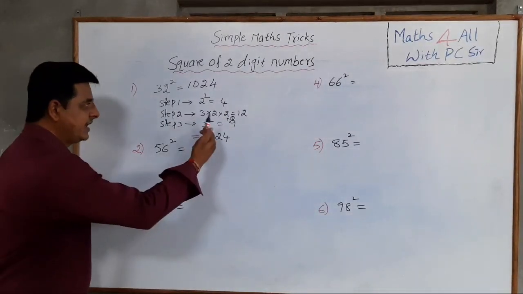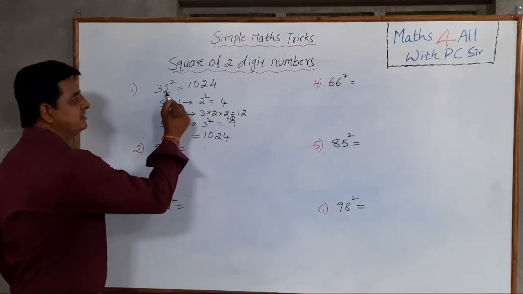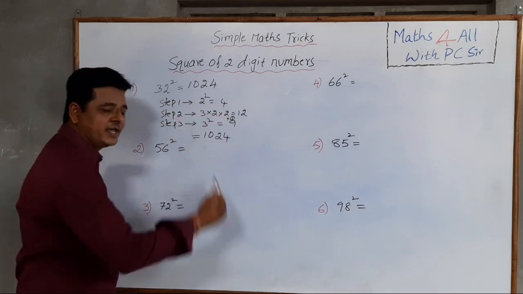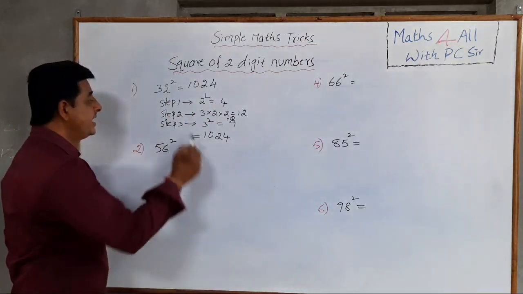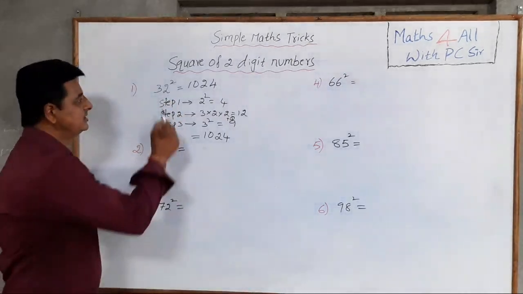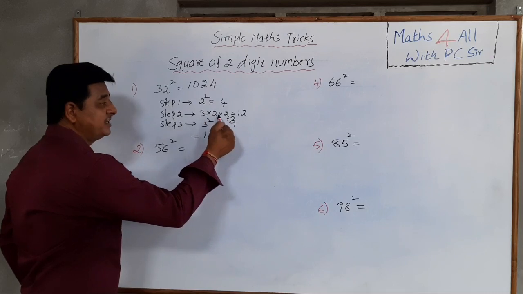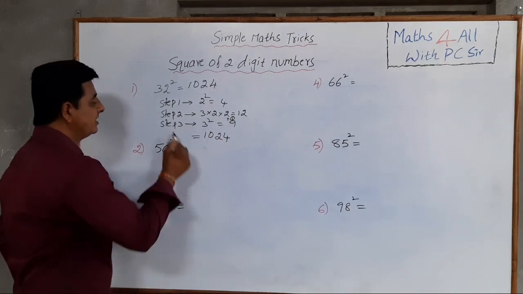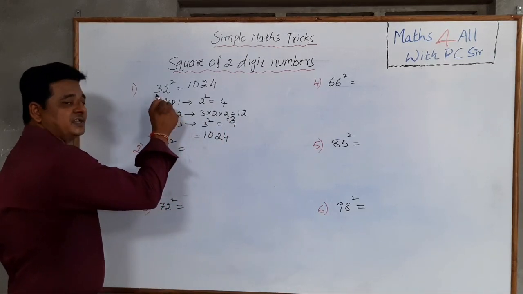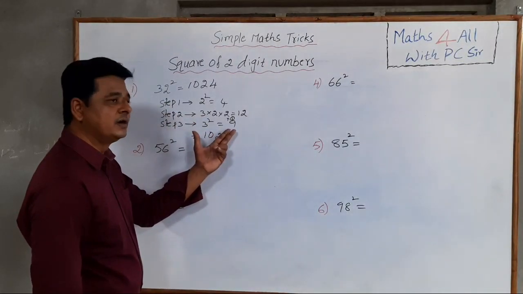Clear? So once again I am explaining. See, first 2 square. We need the digit 2 only, no? 2 square is equal to 4. Then step number 2: just multiply these digits, 3 into 2. 3 2s are 6, and again double it: 6 2s are 12. And step number 3: what is the tens digit here? 3. And the square of 3 is 9.